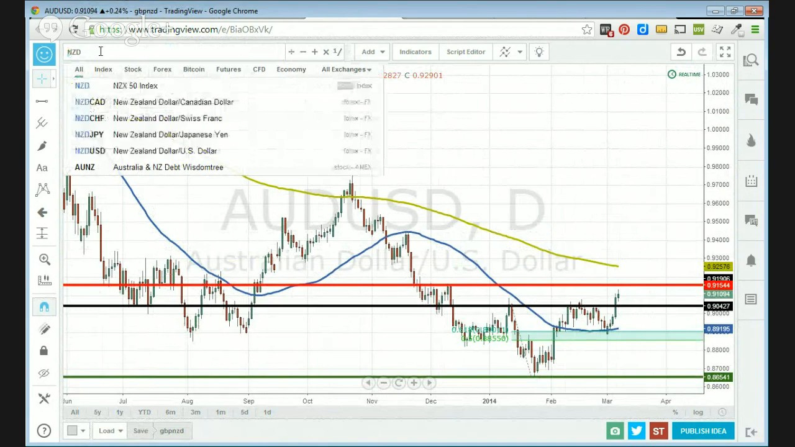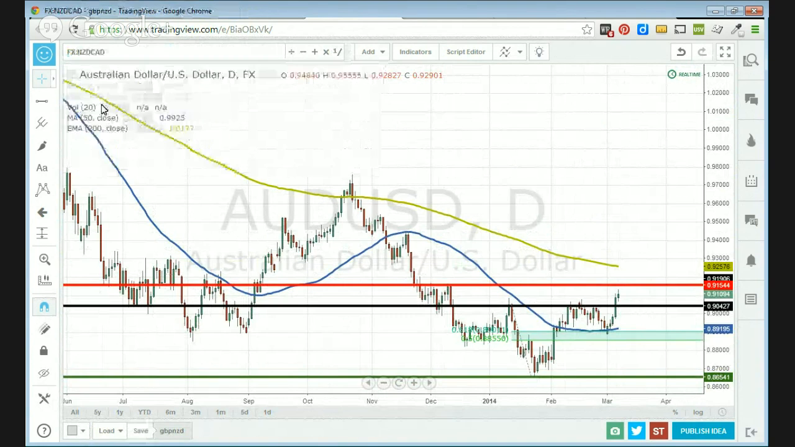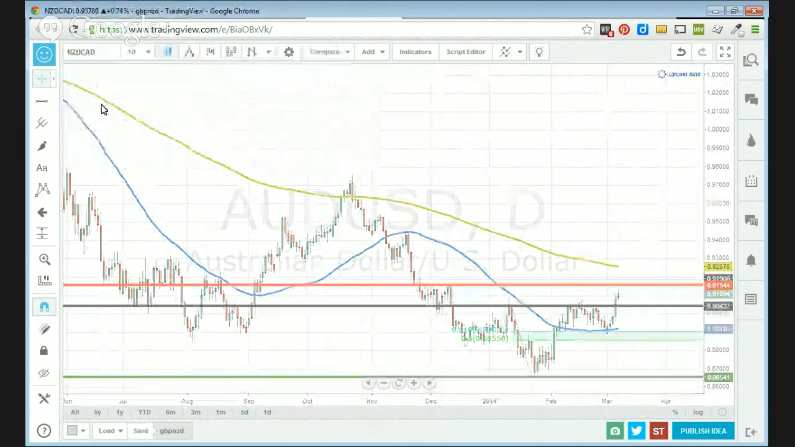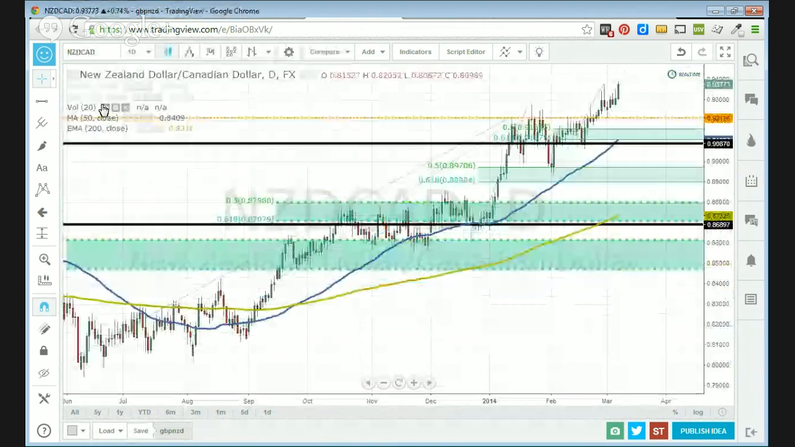So that's Aussie dollar. Just waiting on that. Hopefully it doesn't hit my stop, but we'll see what happens. Nothing I can really do at this point. Kiwi yen, nothing for me to do, in my opinion. Kiwi Canada, still waiting for a pullback.